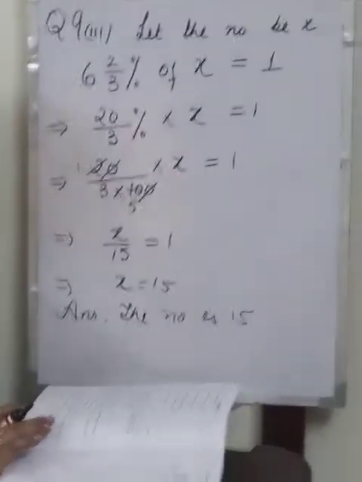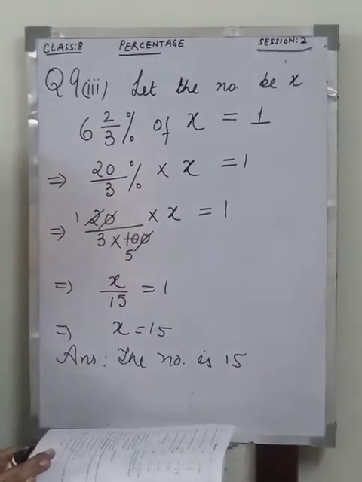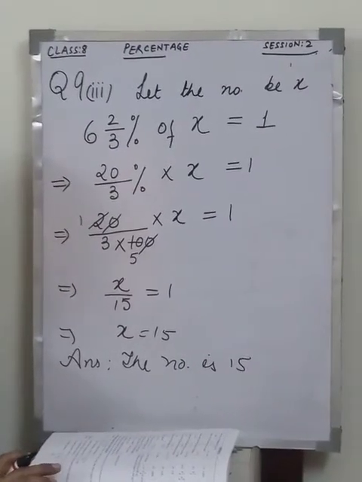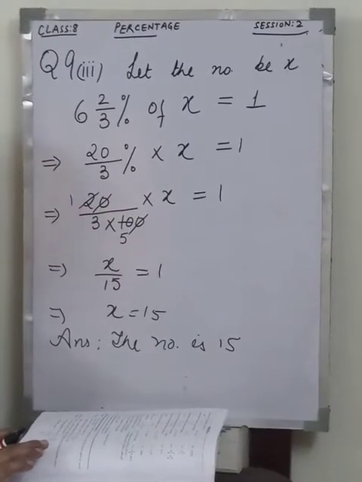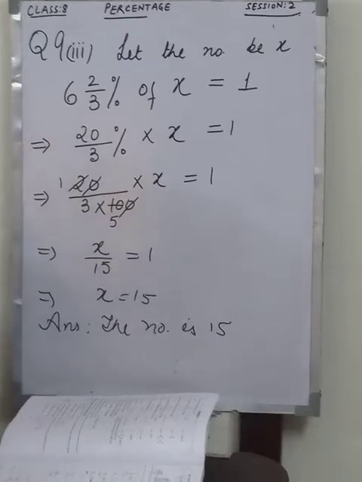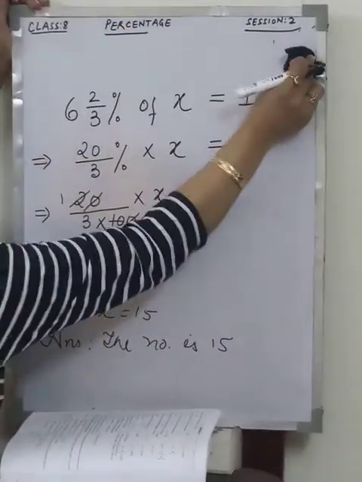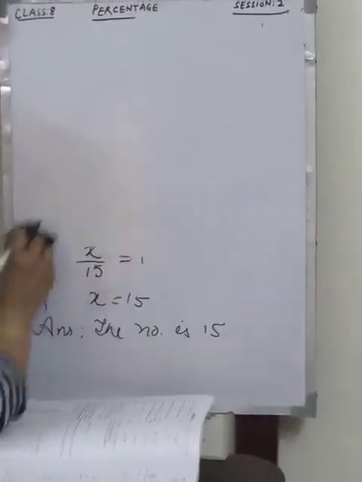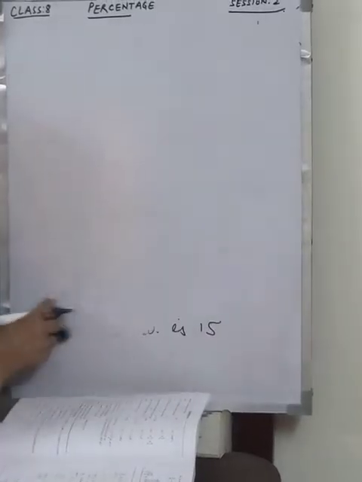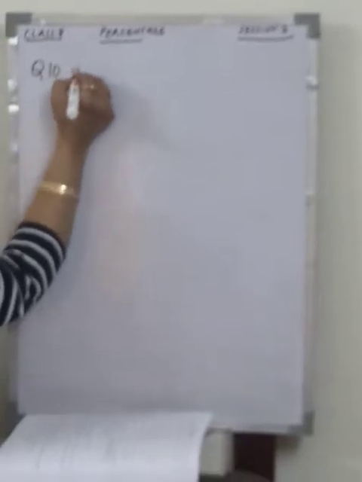Question number 10. They are saying increase. Again, question number 10 has 2 parts. I'll do the last second part for you. Decrease 375 by 8%. So I told you just now the increase and the decrease formula. We'll apply that formula and calculate the increased value or decreased value according to the question. Question number 10, second part.